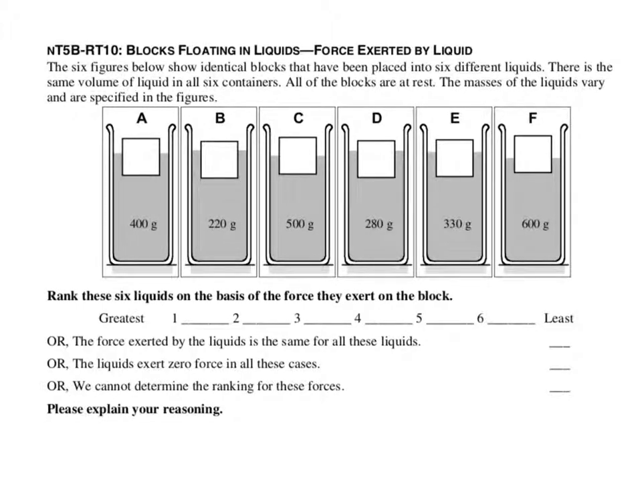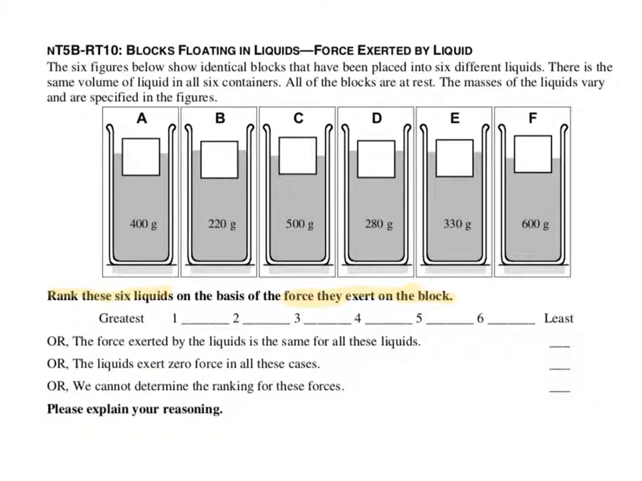Chapter 15, Sample Problem Number 7. The 6 figures below show identical blocks that have been placed in 6 different liquids. There is the same volume of liquid in all containers. All the blocks are at rest. The masses of the liquids vary and are specified in the figures. And we are asked to rank the liquids in terms of the force they exert on the block.